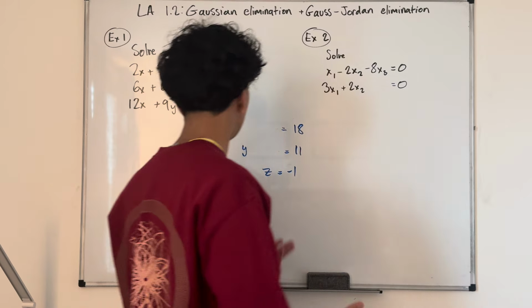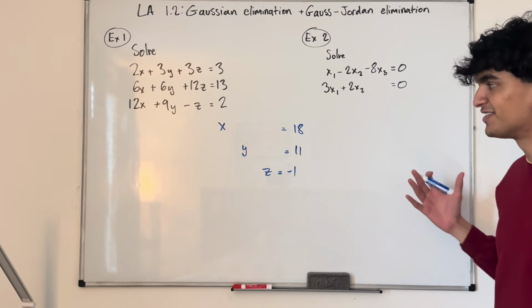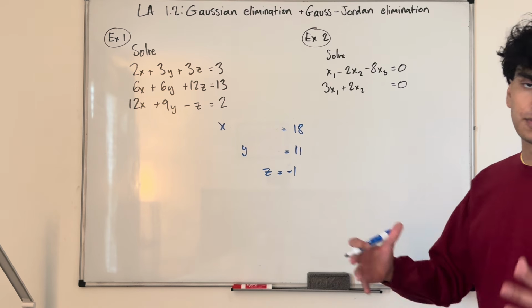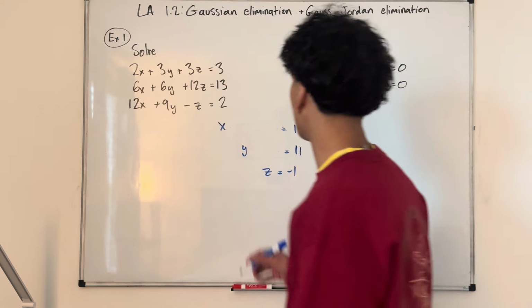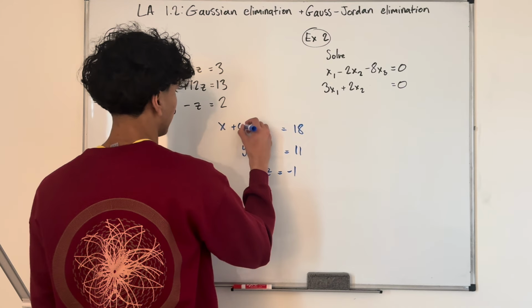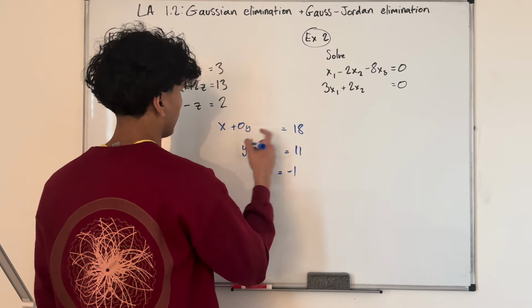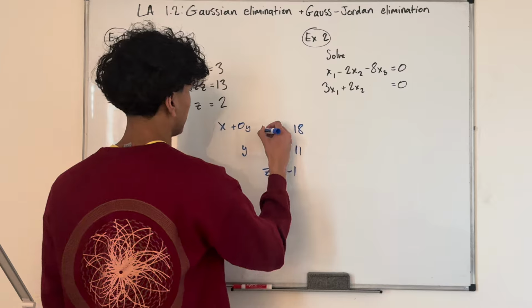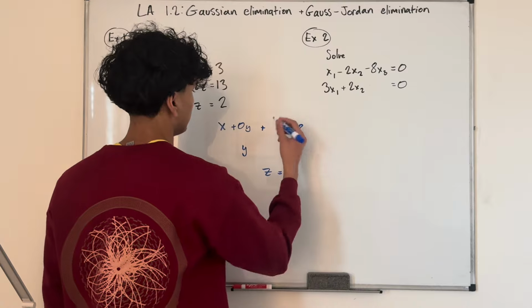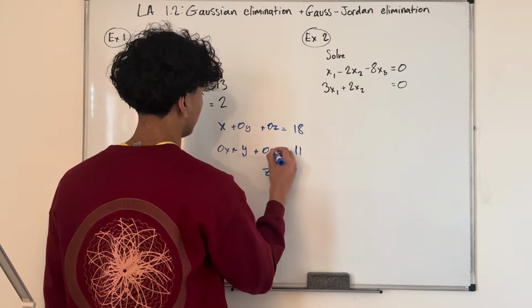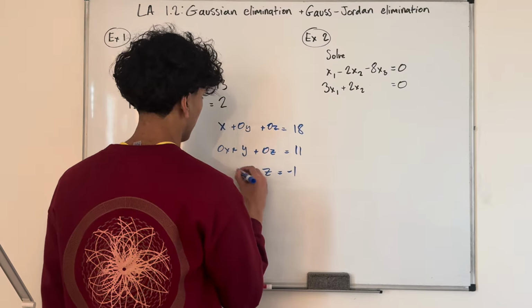So obviously you see this and you're like, this is just a solution set, right? What do you mean reduced row echelon form? It's going to make more sense in a second, but the way you kind of have to imagine this is: x plus 0y plus 0z, right? 0x plus y plus 0z. And then 0y plus 0x.